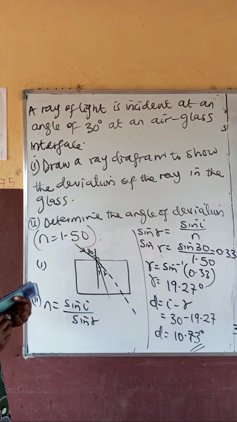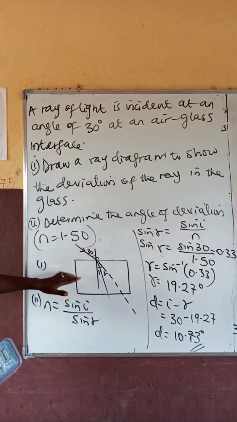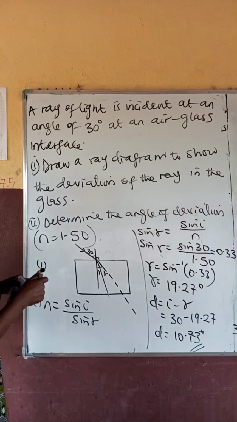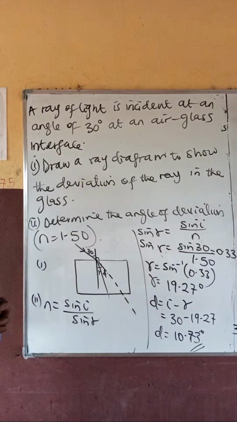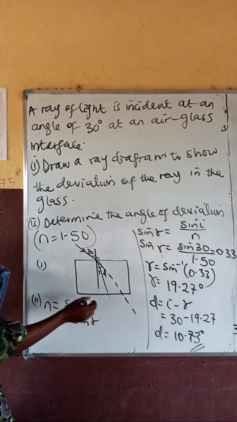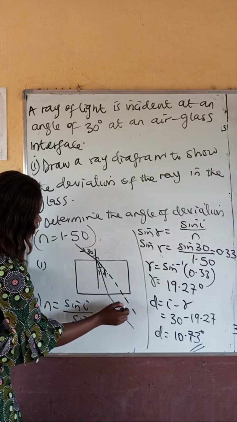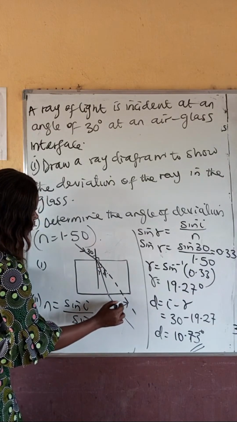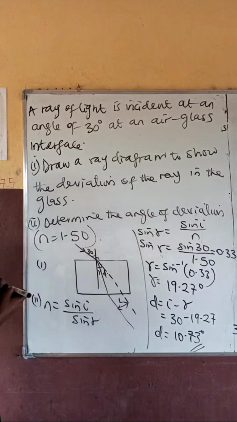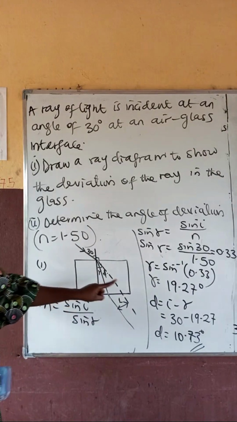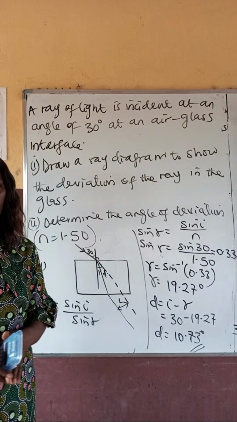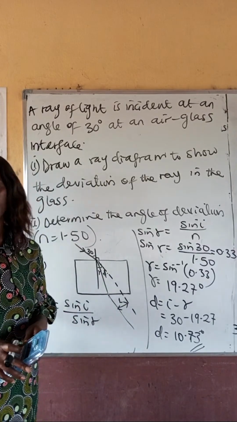Then you are asked to sketch, show the deviation. This is the deviation. Sorry, that is the deviation. Okay, now if you are asked to state the lateral displacement, measure from here to here, you get the lateral displacement. Now for you to get the angle of deviation, you have to use this to get the angle of refraction, and use that relationship to get the angle of deviation. Is that clear? Right.